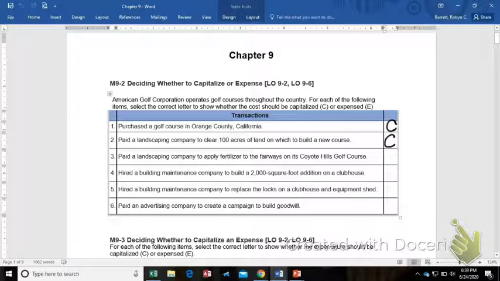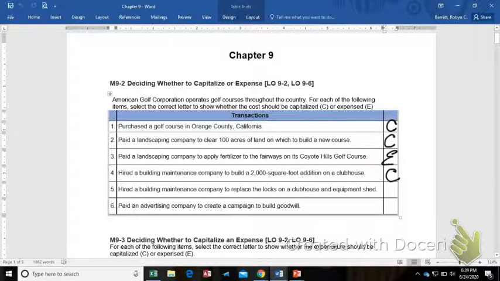Now we paid a landscaping company to apply fertilizer to the fairways on its Coyote Hills golf course. What do we think? Expense. Yep, that is going to be something that happens every year or more than once a year. Hired a maintenance company to build a 2,000 square foot addition to the clubhouse. Capitalize. Yep, it's a major addition.